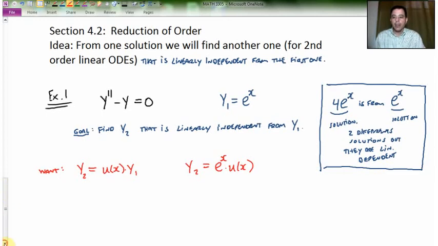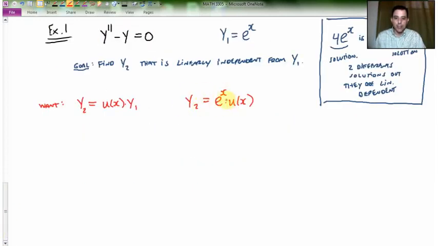All right, let's see how we find this function. It's e to the x, the first one, times some function u. How do we find that? Here's the idea. We need to plug that into the original ODE: y second derivative minus y equals 0. If this is a solution, then it needs to satisfy the ODE.